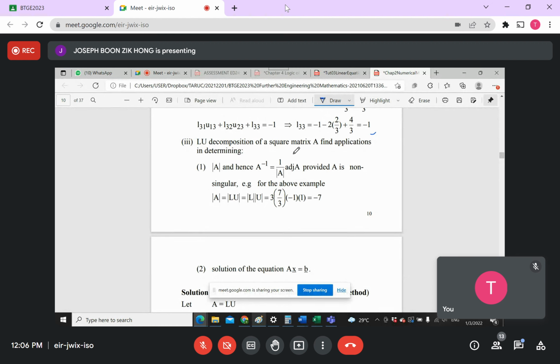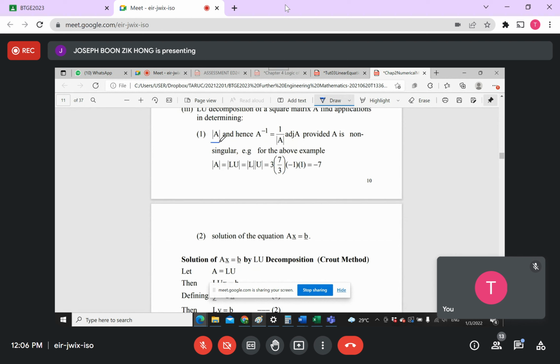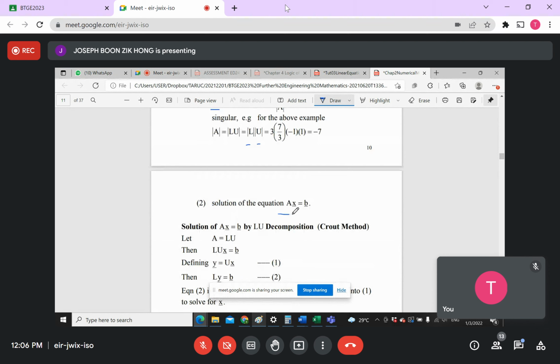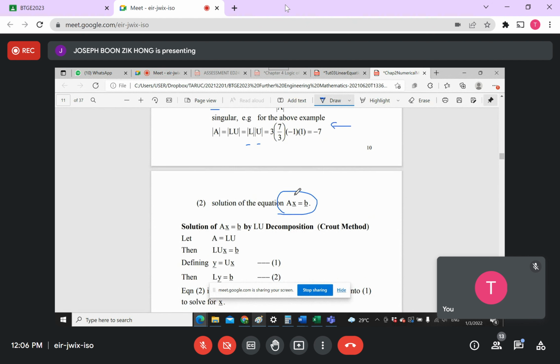So we try to find again: our target is to solve the system of linear equations. When you want to find the modulus of A, it will equal the modulus of U times the modulus of L. Then your A inverse will be 1 over the modulus of A times the adjoint of A. Now I want to find the solution of Ax equal to B. This is one of the other applications, but our ultimate target is to solve this one.